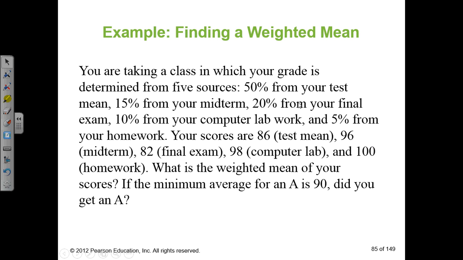So let's look at an example that you're kind of used to. Suppose in your class your grade is determined from 5 different sources. Your test grades, your midterm, your final exam, your computer lab work, and your homework. Suppose you get an 86 as your exam average. You get a 96 on the midterm, an 82 on the final, 98 on your computer lab work, and 100 on your homework. Let's figure out your weighted average.